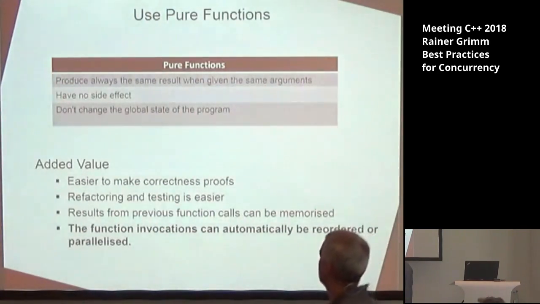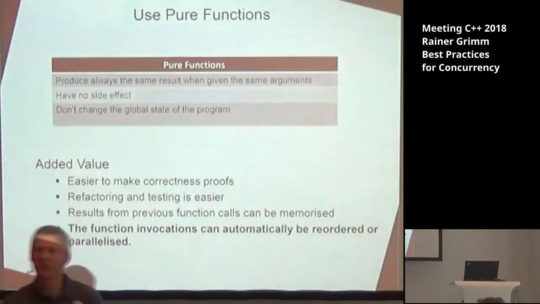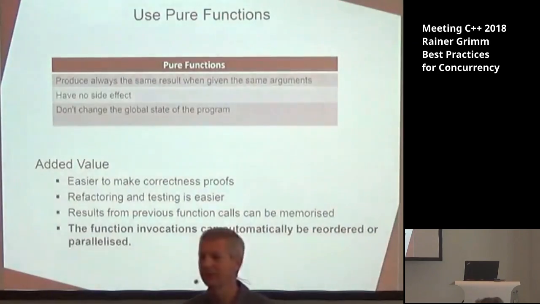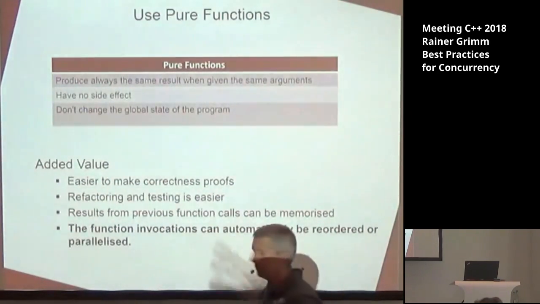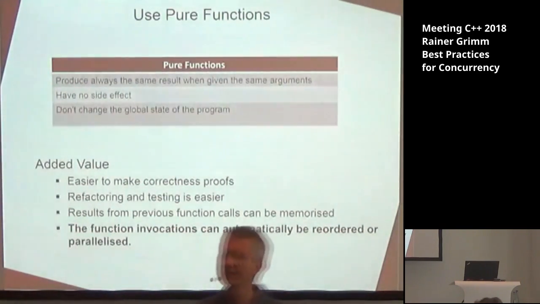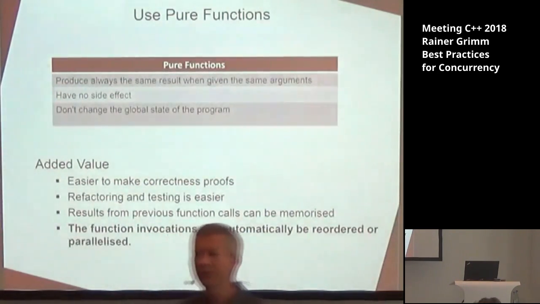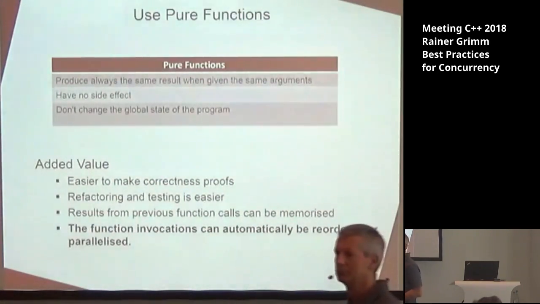Why? It's easier to make correctness proof because you can look at the function in isolation. The function will not change something in the environment. It's quite easy to test and to refactor. Did you ever think about what should be the expected value of your random function? It's quite difficult, I assume. But with sin, you are quite fine.